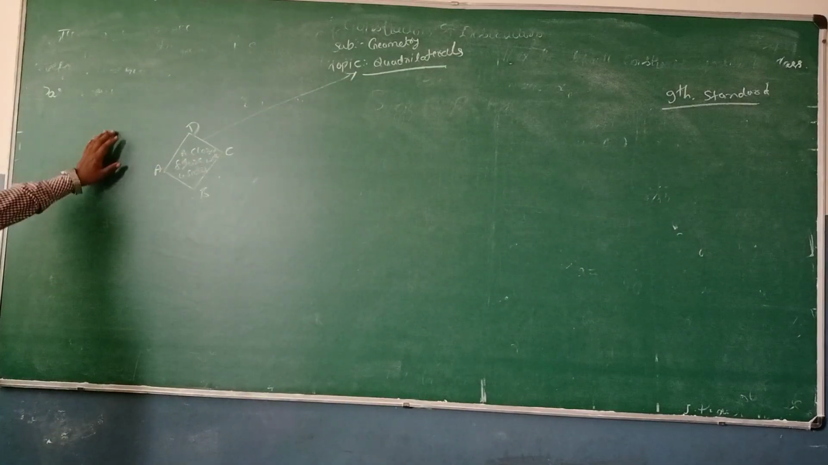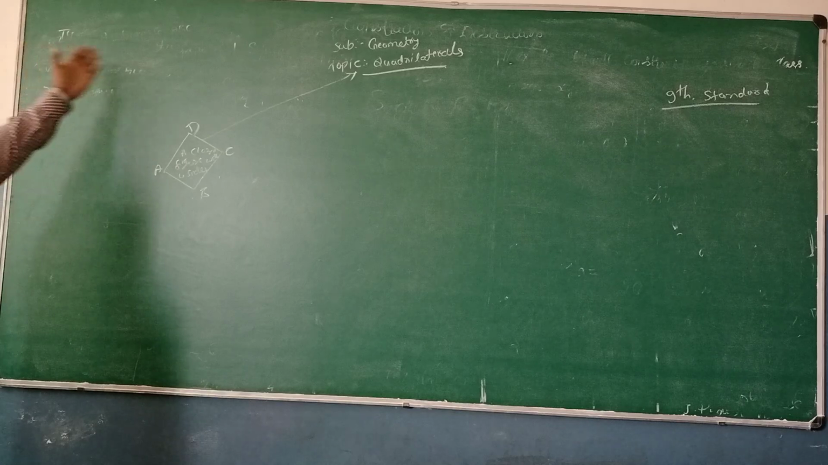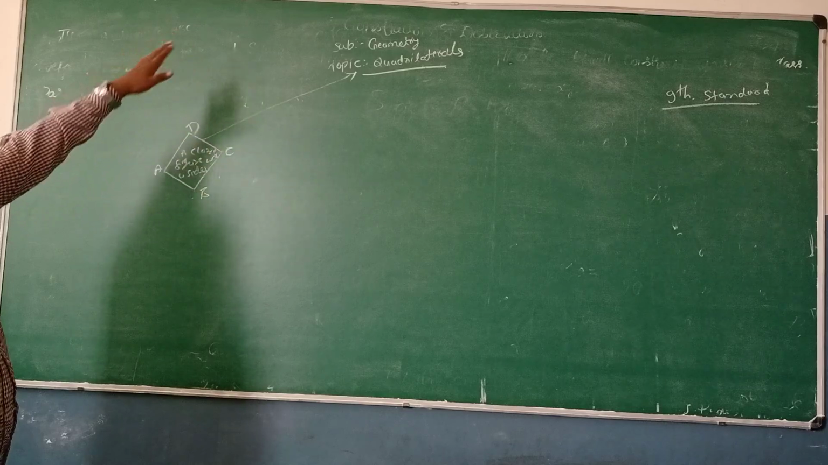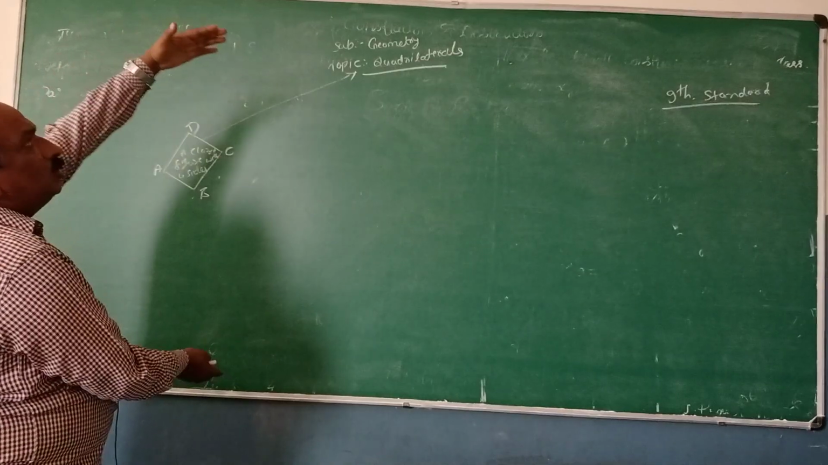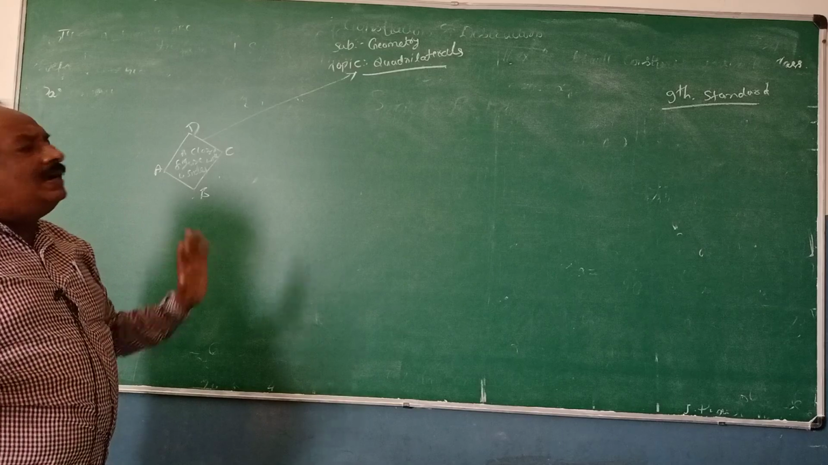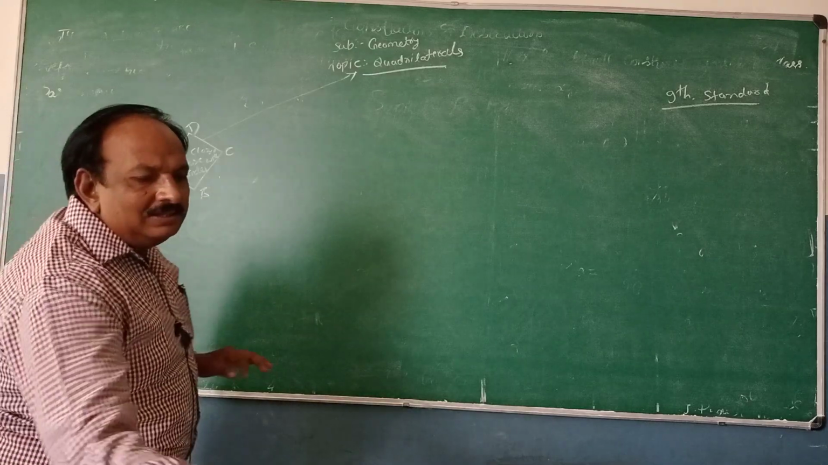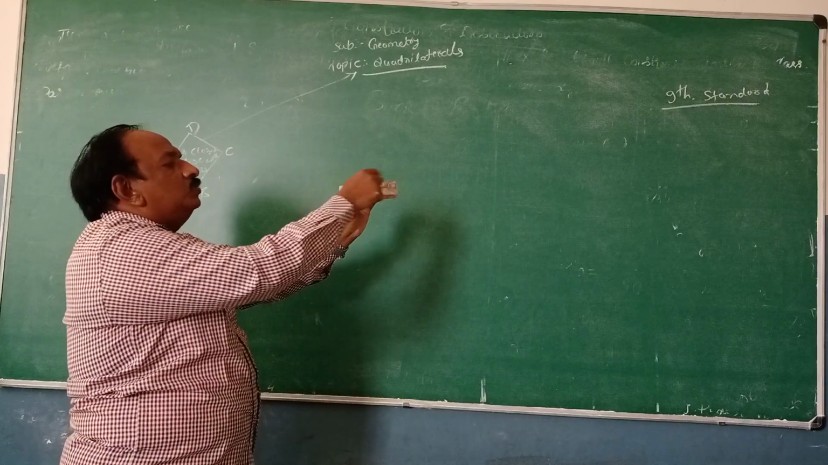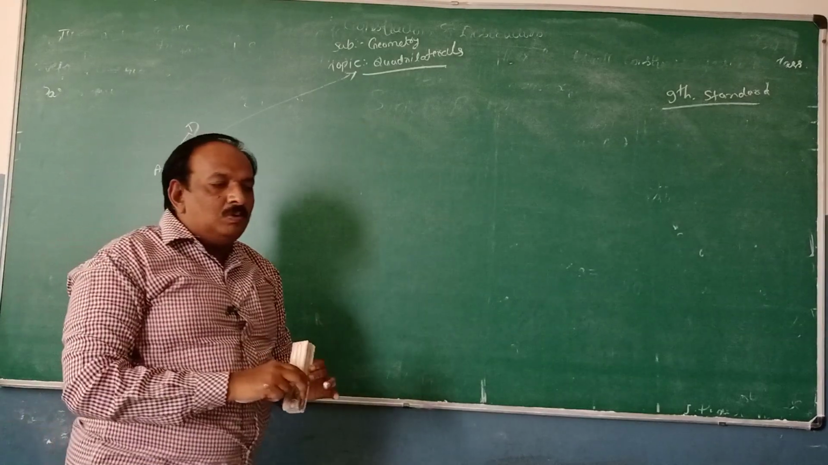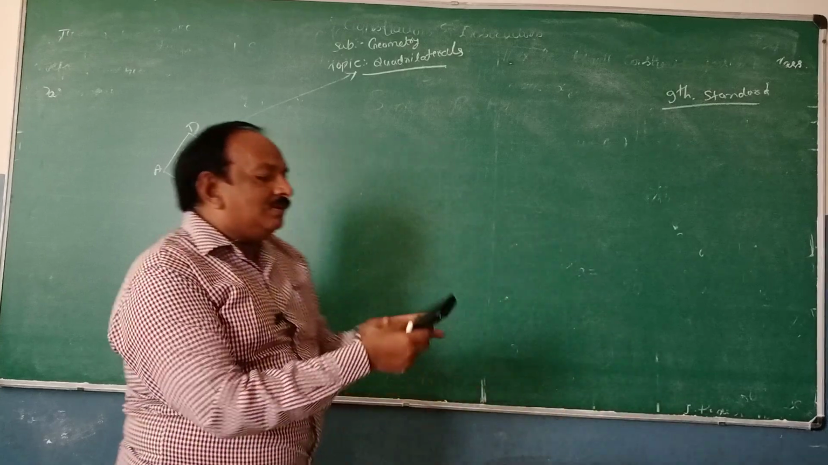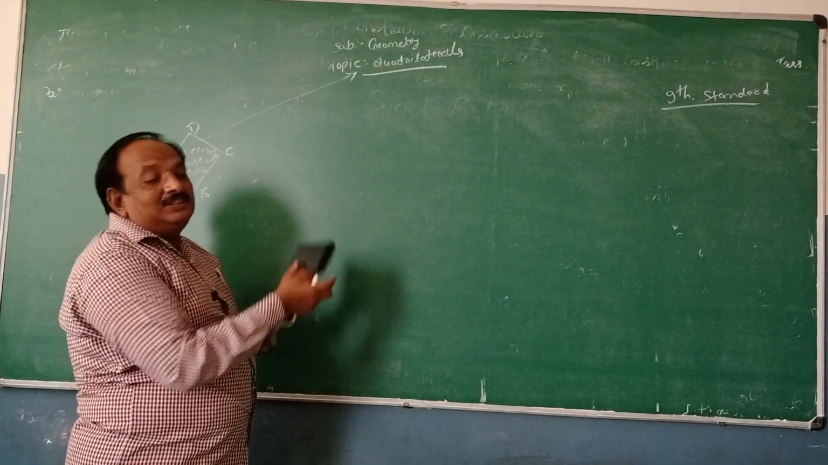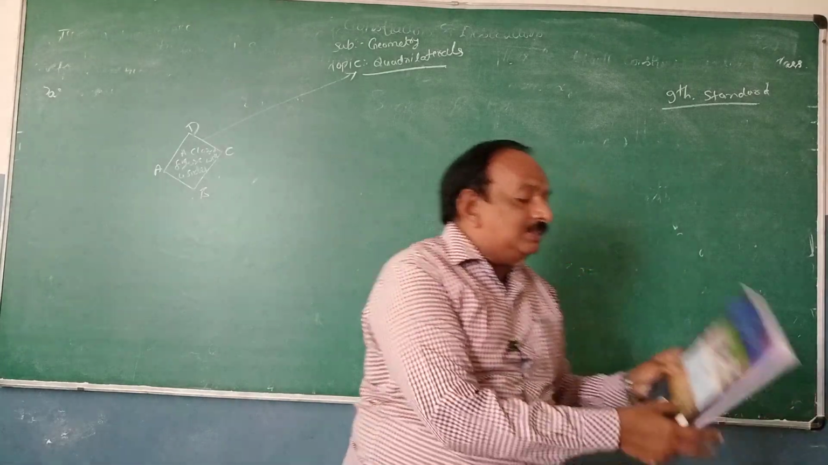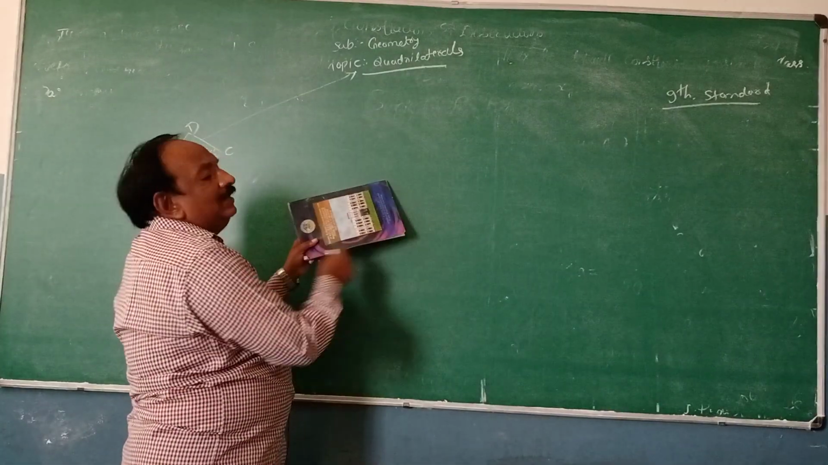What is the meaning of a quadrilateral? Our board is a quadrilateral. How many sides does it contain? 4 sides. These 2 are parallel, these 2 are parallel. Then our duster is also a quadrilateral because it contains 1, 2, 3, 4 sides. My mobile is also a quadrilateral. It contains 4 sides. And this is a textbook, this is an exercise book. This is also a quadrilateral.